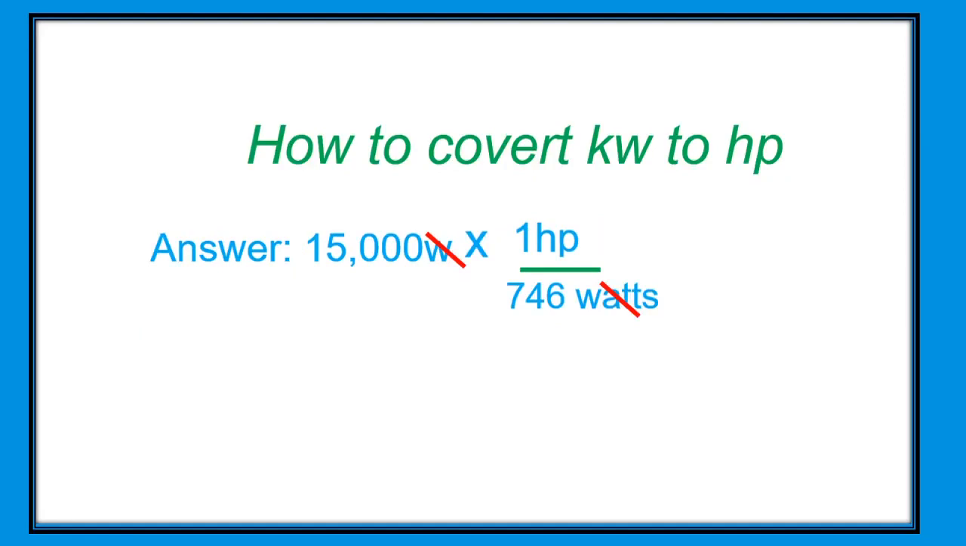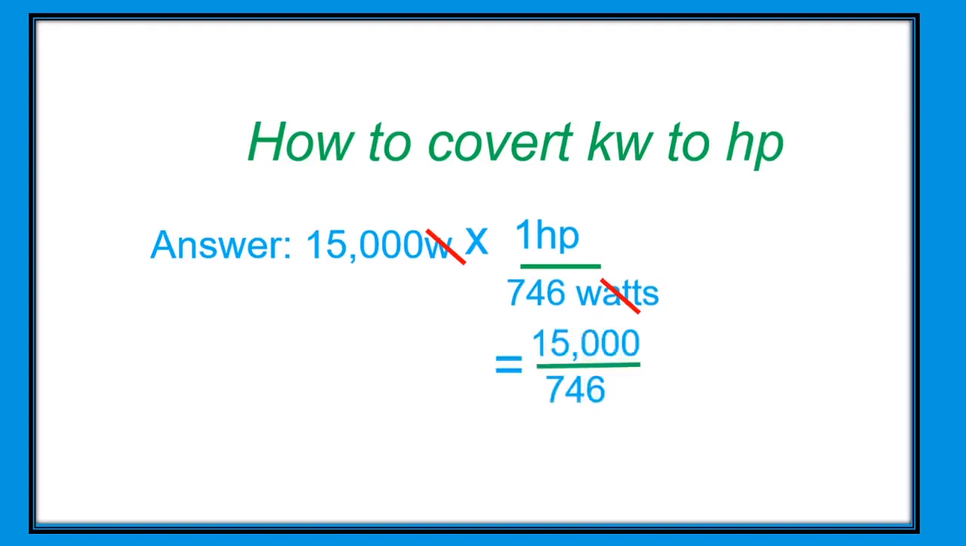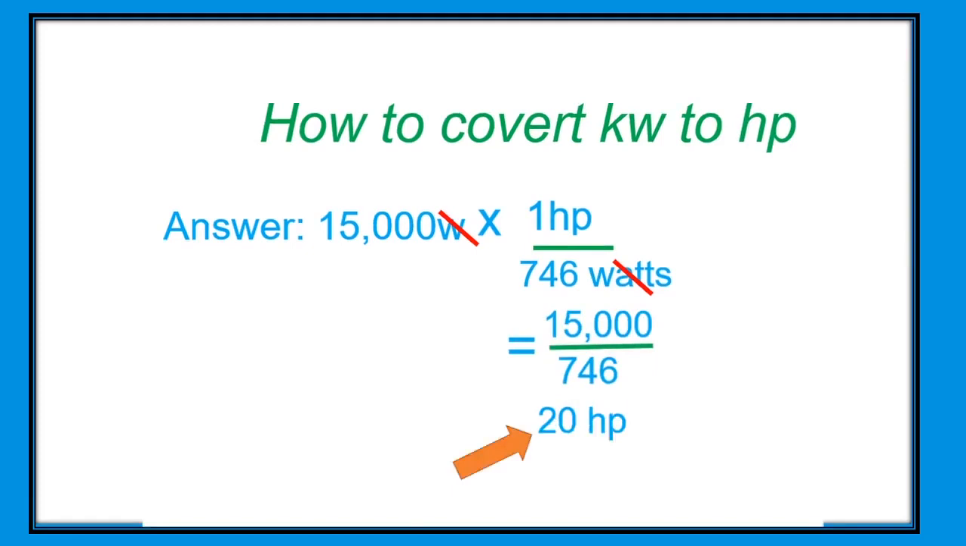Answer, 15,000 watts times 1 horsepower over 746 watts. We are going to cancel the watts. So it should be 15,000 divided by 746. 15,000 divided by 746 equals 20 horsepower.